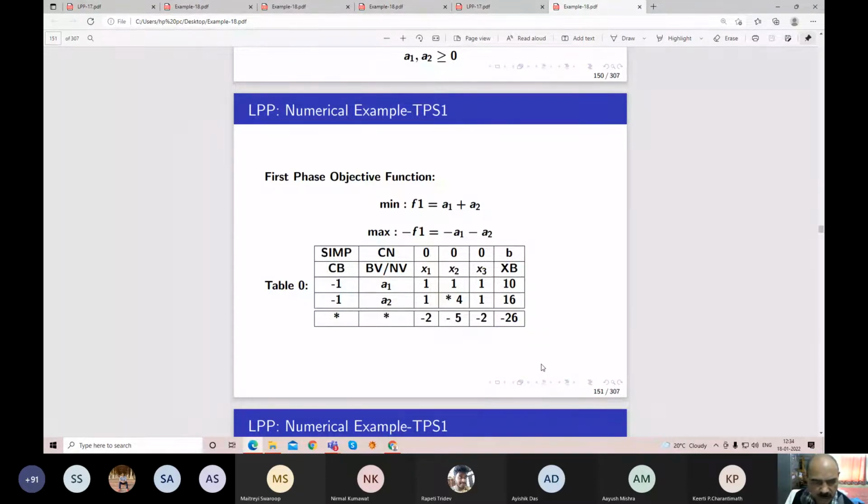So in the first table, I have mentioned d, which you can set as 0. Since it is a linear function, it must have a constant term. That is the reason I am writing d. This is the first table. You can say this is the initial simplex table, table 0.